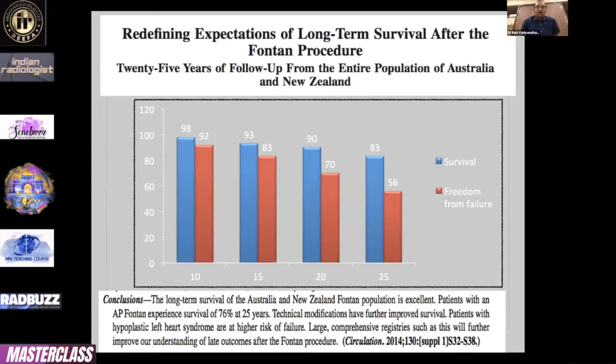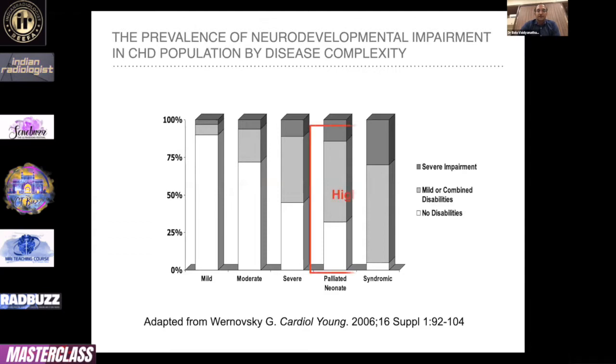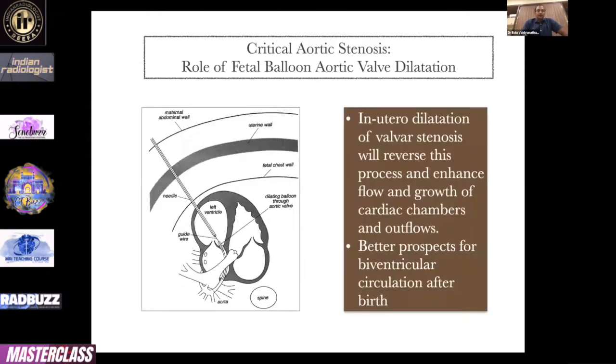Now, when we look at the long-term data of these cases, overall they have a pretty guarded prognosis, because hypoplastic left heart syndrome is one of the lesions which has the highest risk of long-term failure of the heart after the Fontan procedure. In addition, they also have significant neurodevelopmental issues because the fetal brain is exposed to lower blood flow.